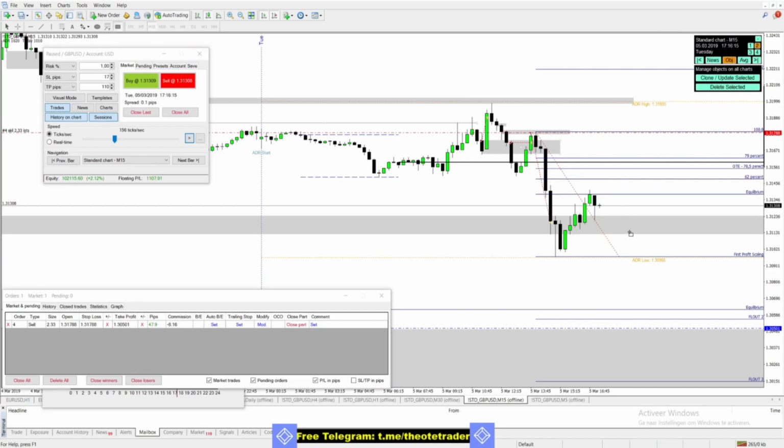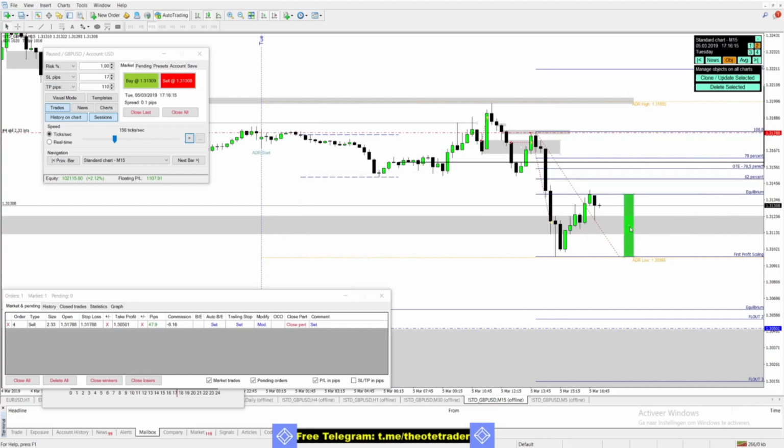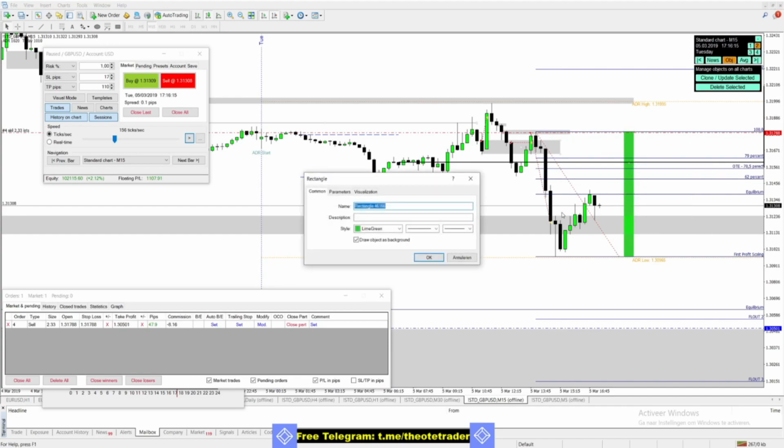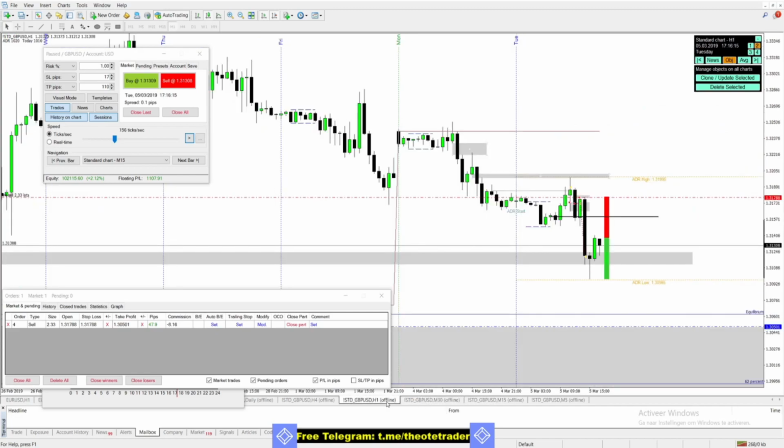So let's mark out discount. Discount. And then we have premium up here. So as soon as we're in premium, we should sell off if the higher time frame is bearish. And this is a 50-minute. So what does it look like on the 1 hour? It makes sense, because there's a 1 hour order block and fair value gap. So this is a high probable area where we should sell off.